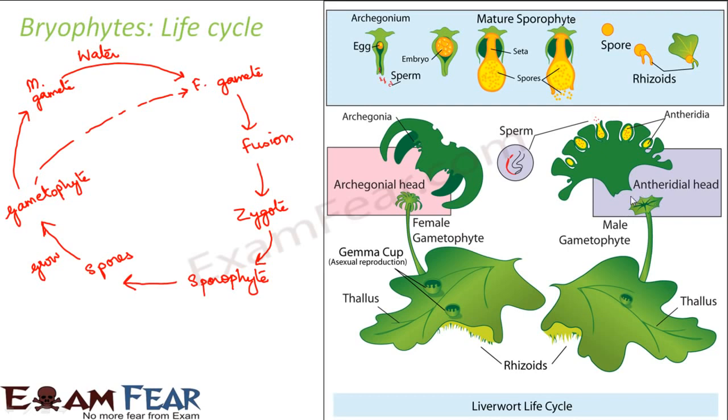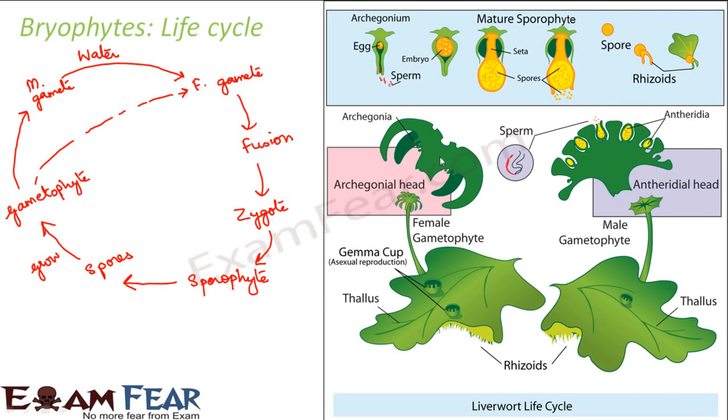So how do we give water? How do we provide them with water so that the water can carry the male gametes to the female gametes? For example, if it rains, water will be there, and through those water droplets, male gametes will be carried to the female gamete. So this is the female gamete.